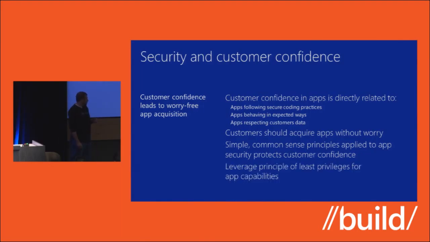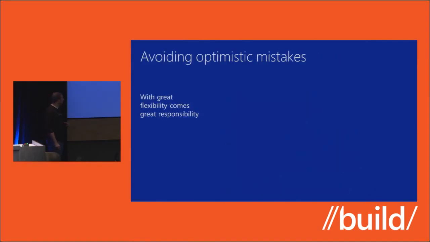The last piece is leverage principle of least privileges for app capabilities. I already kind of mentioned that. We'll go through that in a little more detail. There's a little bit of confusion that I want to help clear up in the choosing of a capability and how to use a capability.